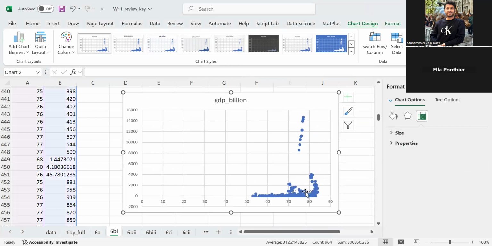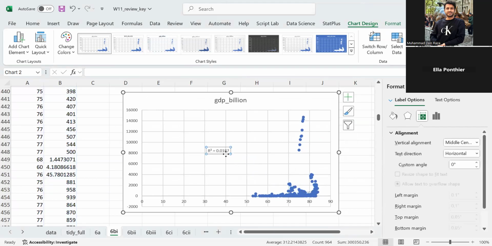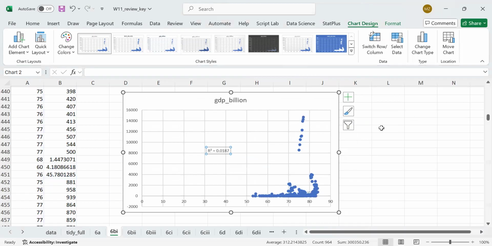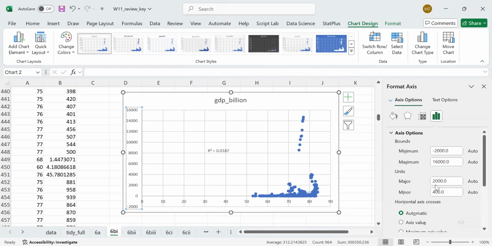So if you see here, you can put R square value on the chart. So you see R square here is 0.0187, which, as discussed in the lecture, is a very low R square value. And you can see it also. If you see the trend line here, it doesn't really make a lot of sense. So basically it's not showing a very strong relationship between the GDP and life expectancy.